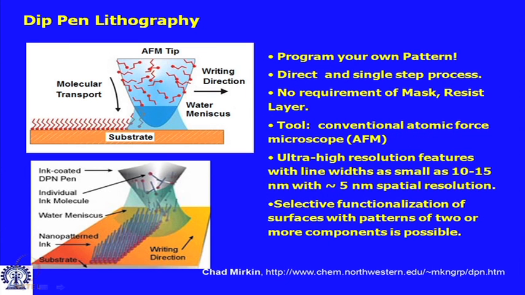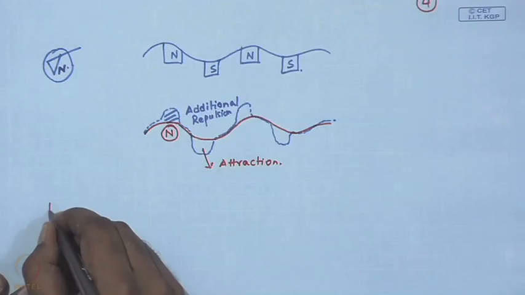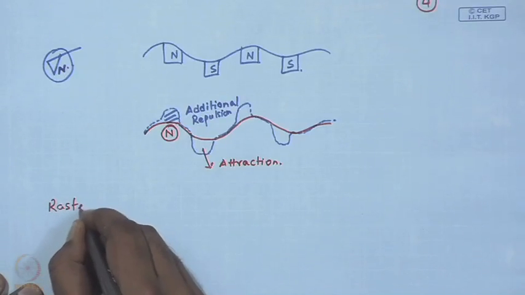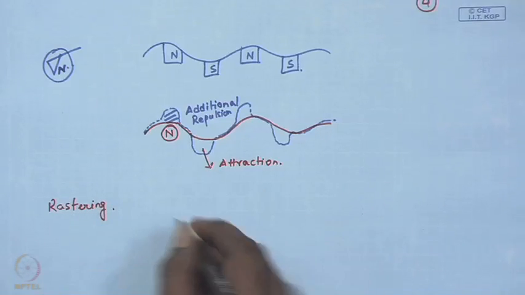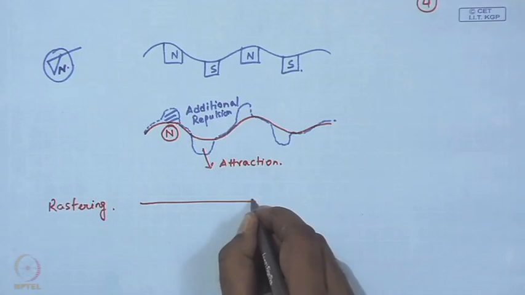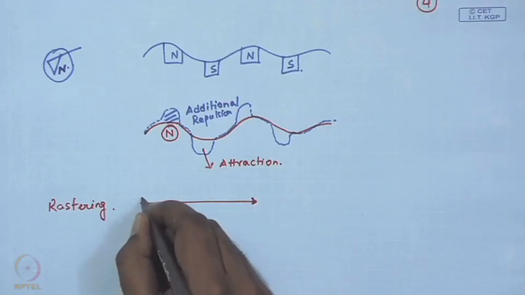The next thing is, of course, we move on to the last part of our discussion on AFM, which is the patterning application. What you need to understand is that during the rastering action, you are physically dragging the cantilever, the tip, along the surface.